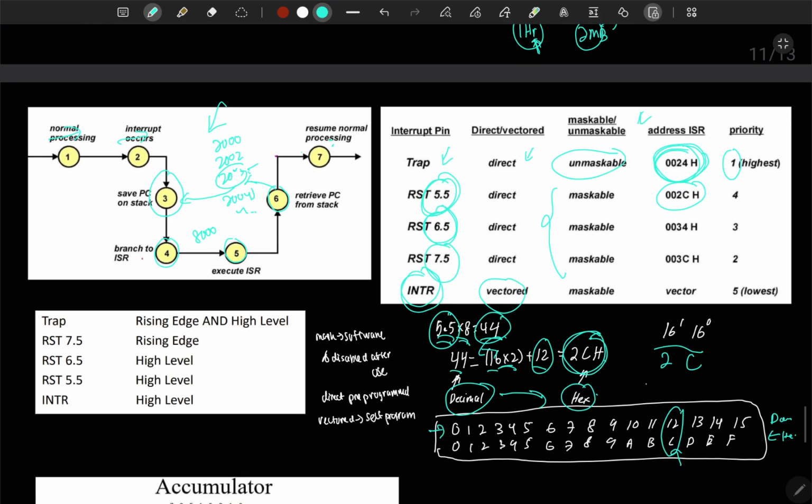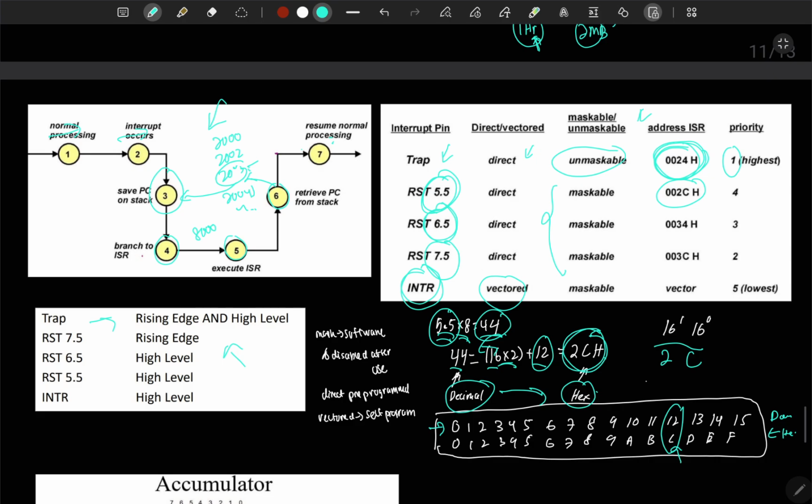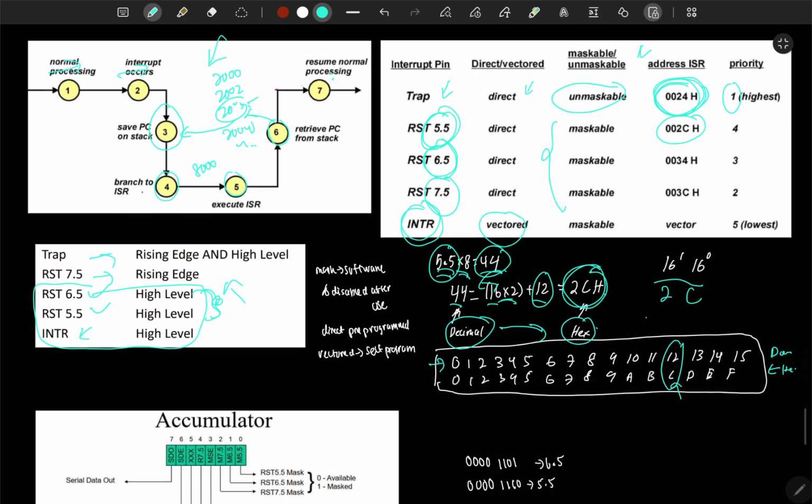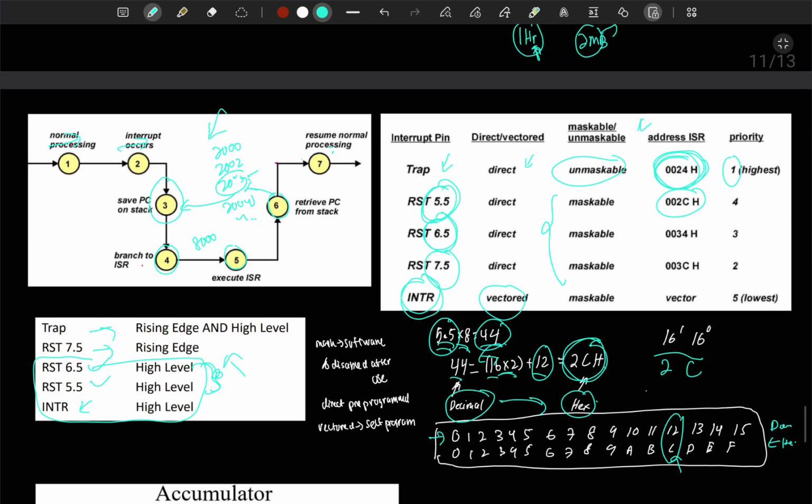Now this is something that you need to know. TRAP works on rising edge and high level. 7.5 works on rising edge. The rest work on high level, but INTR is vectored. So the only ones that we can use in a program for hardware interrupt are 6.5 and 5.5, especially on an MTK85 board. Now we know that this is the hierarchy.